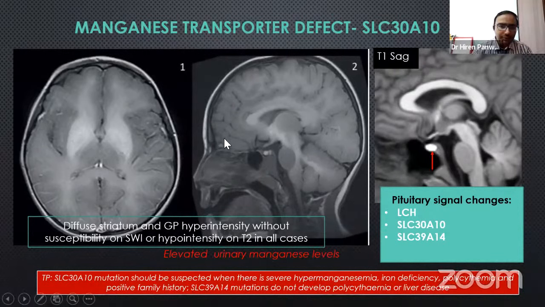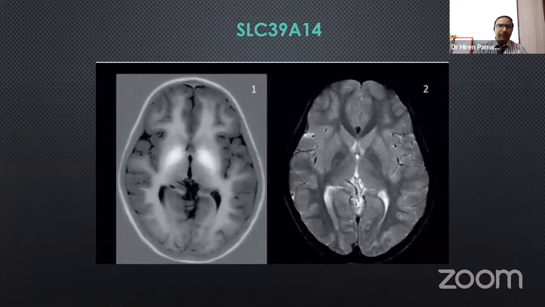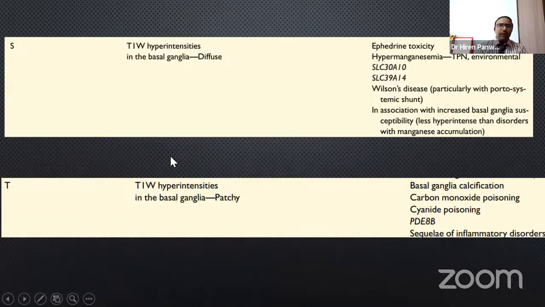So when you see this kind of involvement, you should always look for a manganese transporter defect. These changes may not have susceptibility or T2 hypointensity. So that is one way to differentiate from other disorders like NBIA and other conditions like Wilson disease. This is an example of SLC39A14, which is also a manganese transporter defect. But here the findings are limited only to the globus pallidus. But in severe cases, it can go on to involve other parts of the basal ganglia as well.